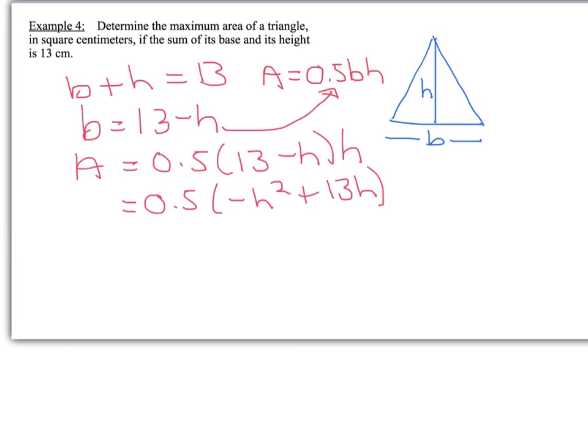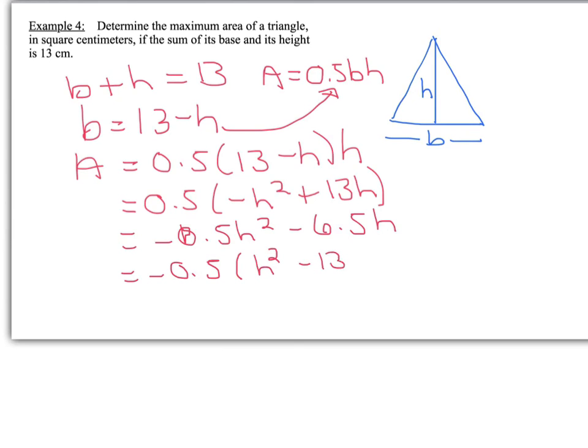Okay, so let's go ahead and multiply by 0.5. So we have negative 0.5 h squared plus 6.5 h. Right, so in the next line, yes, we're going to factor out negative 0.5. So if you thought about it, we could have just factored out the negative in 2 lines above. Okay, so we get negative 0.5 times h squared minus 13h. Build the perfect square trinomial.